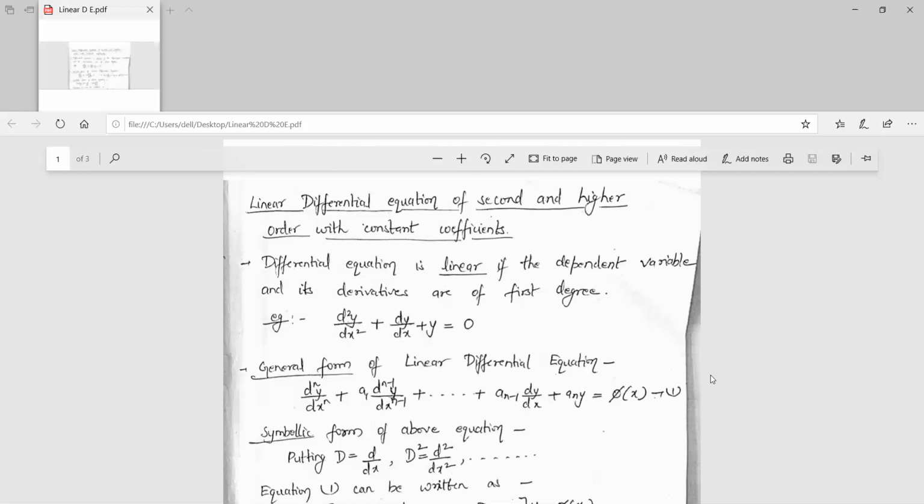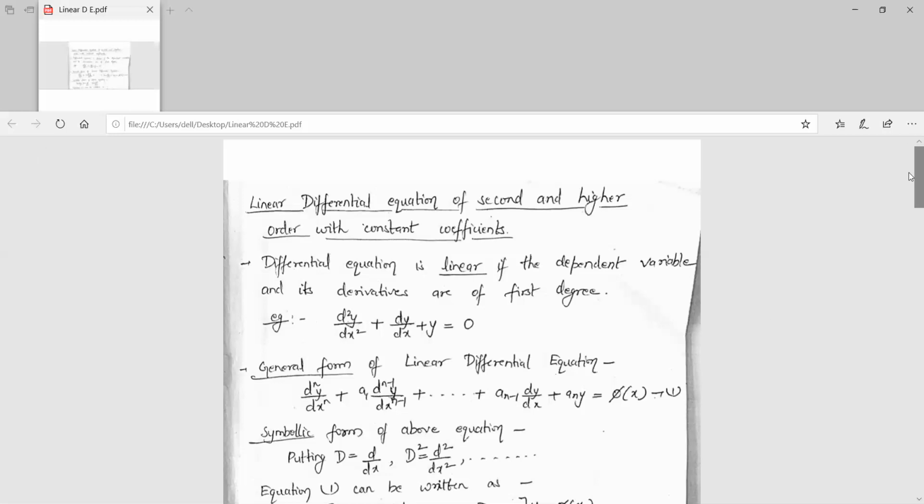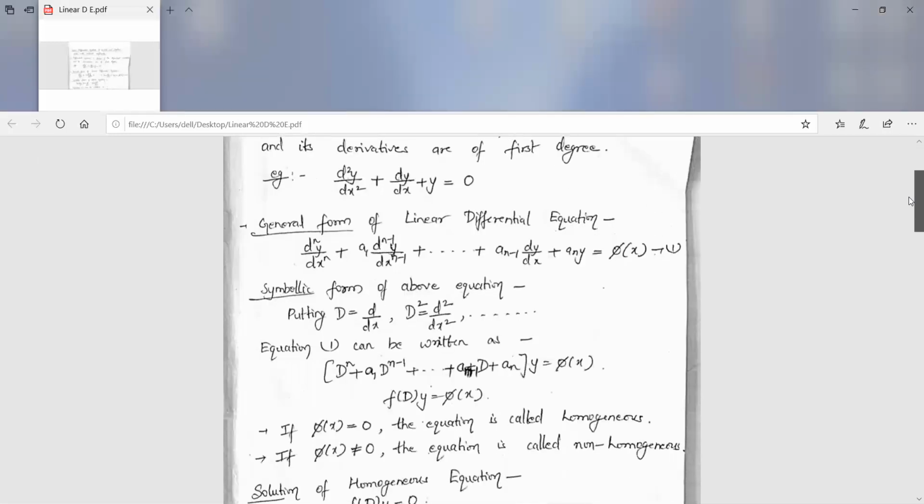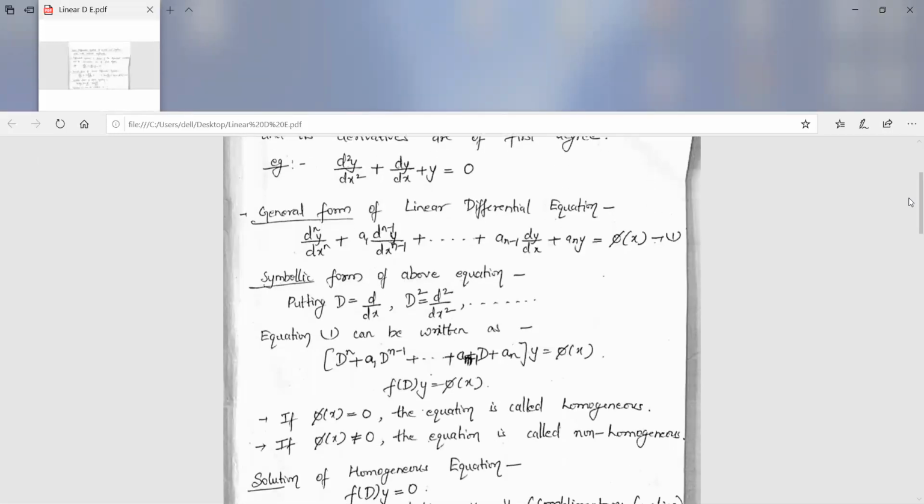First, we have to write the symbolic form of the above equation by replacing each d by dx with capital D. Replacing each d by dx with capital D, equation 1 can be converted into this form. This is called the symbolic form of the given differential equation. So the equation will convert to D power n plus a1 D power n minus 1 plus and so on plus an, taking common y from each term, equal to phi of x. This can be written as f of D y equal to phi of x.